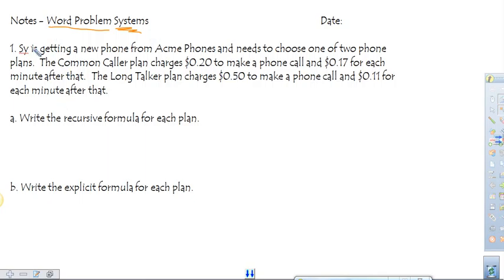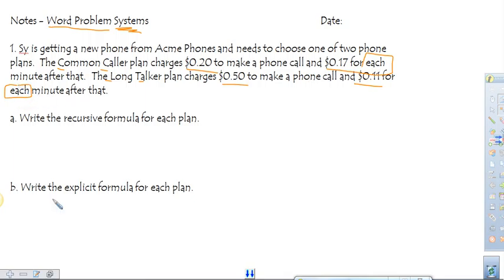So, Sai is getting a new phone from Acme Phones and needs to choose one of two phone plans. The Common Caller plan charges 20 cents to make a phone call and 17 cents for each minute after that. The Long Talker plan charges 50 cents to make a phone call and 11 cents for each minute after that.